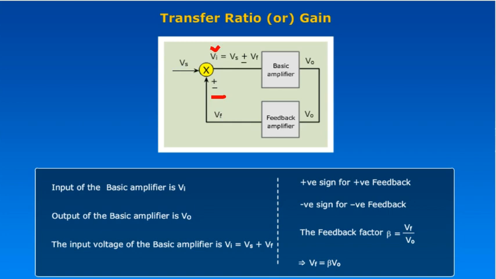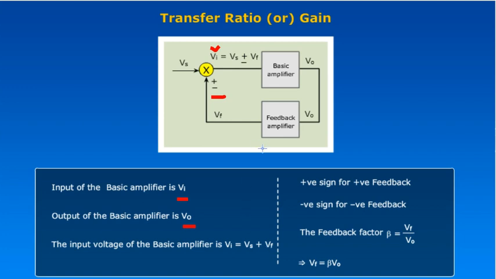Now see the analysis of this one. Let us see here: the input of the basic amplifier is Vi and the output of the basic amplifier is V0. The input voltage of the basic amplifier, Vi, is equal to the signal source Vs plus the feedback signal Vf. Here the plus sign is for positive feedback and the minus sign is for negative feedback.